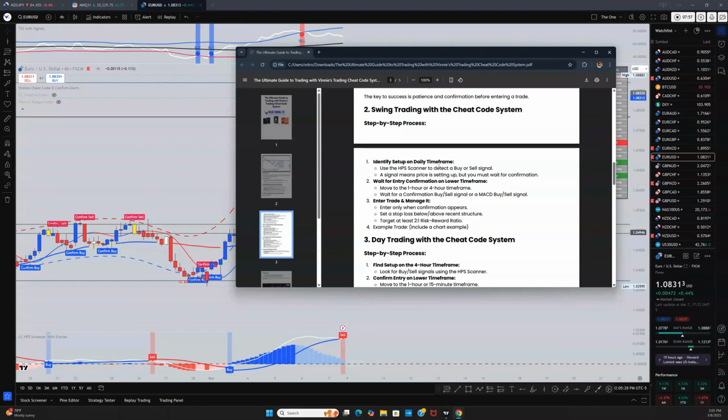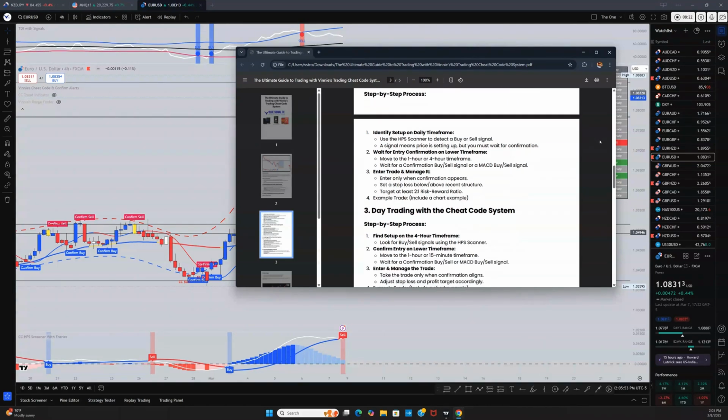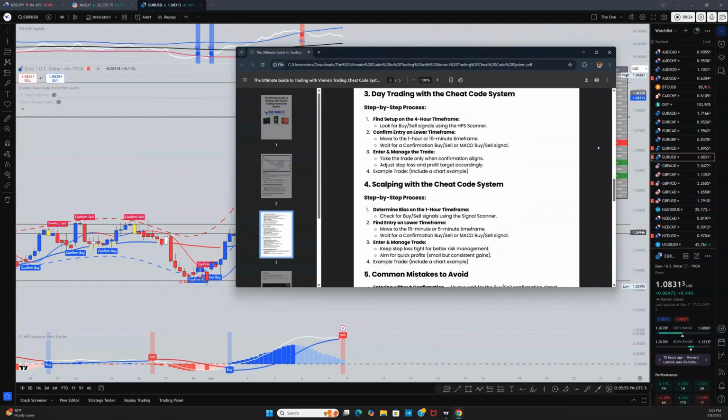So we identified the setup on a daily time frame. We waited for the entry confirmation on a lower time frame. Now we enter the trade and we manage it. Enter only when confirmation appears. Set a stop loss above or below recent structure, which we did on the daily time frame. Target at least a 2-to-1 risk reward ratio. Okay, and we did an example here on the chart. That's an example of a swing trade on the daily time frame.